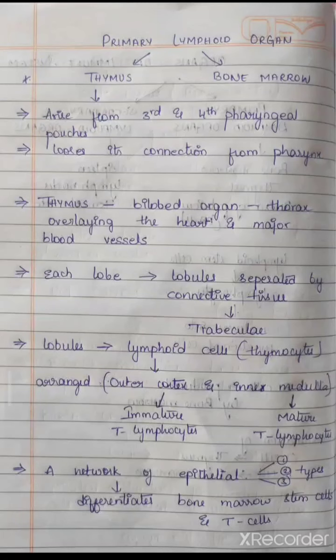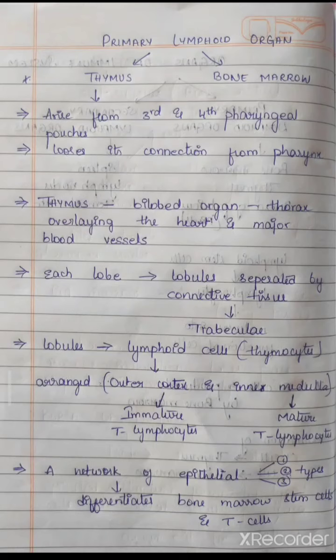Good morning dear students. Today we are going to discuss primary lymphoid organs. In the last class we saw the lymphatic system, where we had the introduction to lymphoid organs, that is primary and secondary lymphoid organs. Mostly the thymus and bone marrow are the primary lymphoid organs. Today we are going into detail with the thymus and bone marrow.